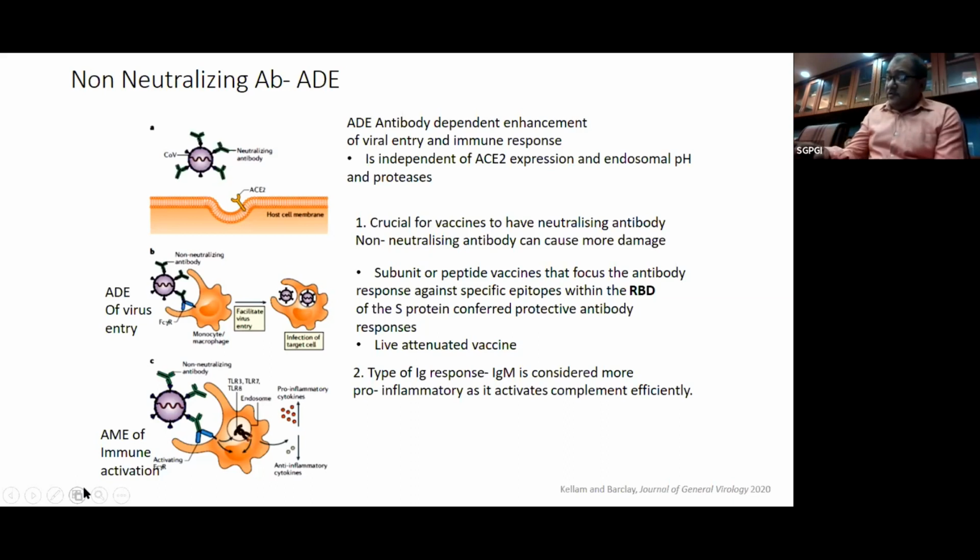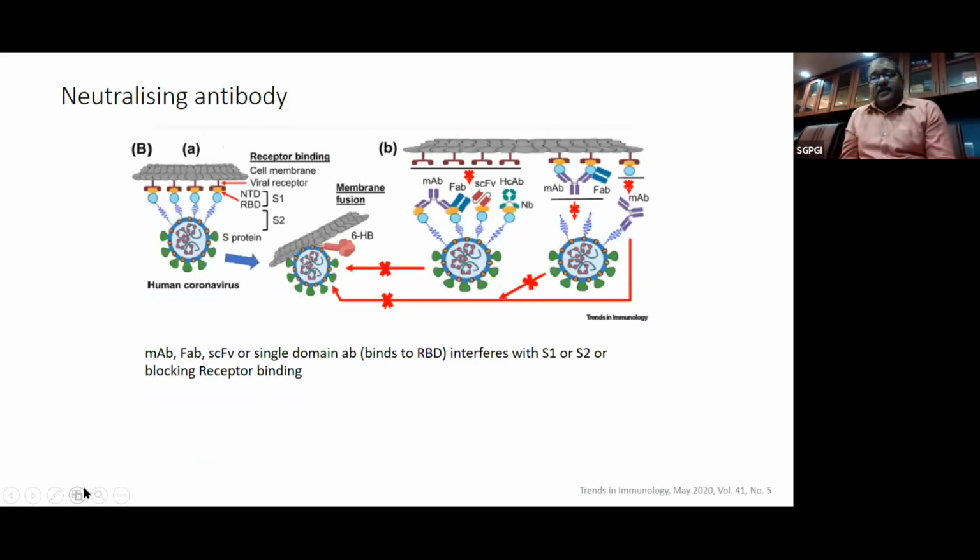And this is crucial because there are reports where IgM antibodies to the virus are believed to play a role in ADE. Whereas neutralizing antibodies bind to the receptor binding domain at points where the spike is actually interacting with the ACE2 receptor or the neuropilin receptor. And there are a lot of portions of these antibodies which have been described in the literature.